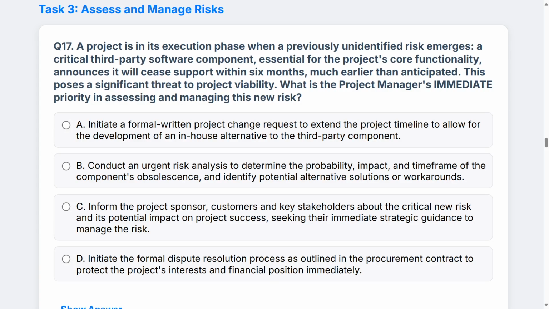Welcome to our auxiliary sessions for 40 days to PMP exam success. We've been combing through the domains by people, process, and business, and today we are still in the process realm and we're taking a look at task 3, assess and manage risk. The goal of this series is to address what is on the exam piecemeal. So let's jump into this.